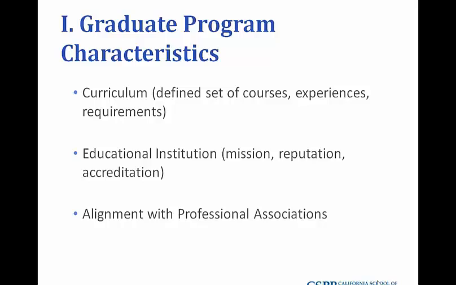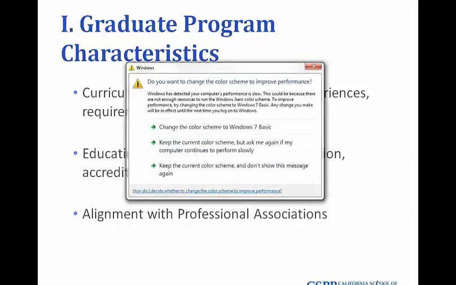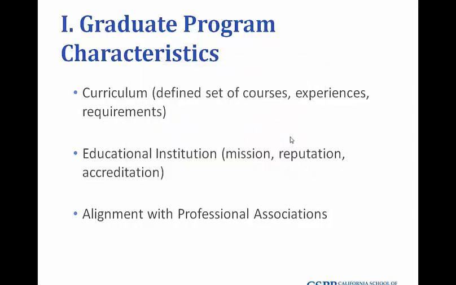Every school and every degree will offer what you call a curriculum, which is a defined set of courses, experiences, and requirements that are necessary for the person to graduate with either the master's, the MBA, or the PhD, or the PsyD. Next, take a look at the educational institution, the mission of the school, the reputation, and accreditation.